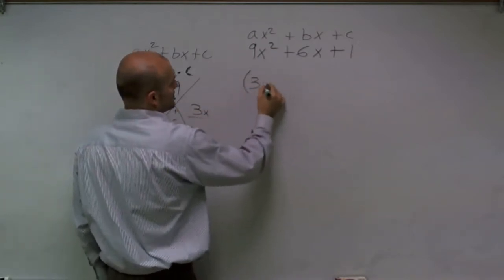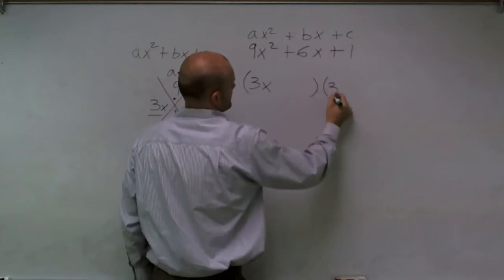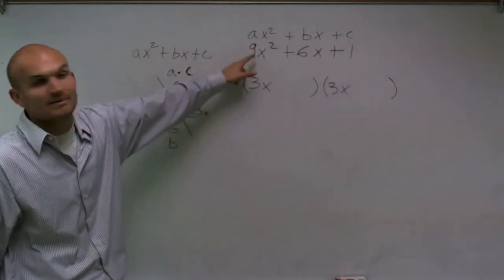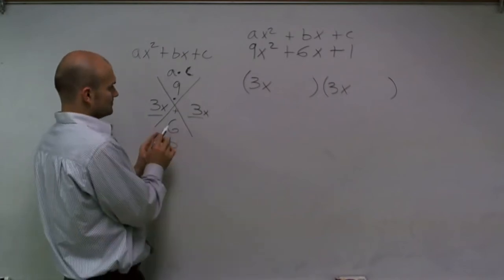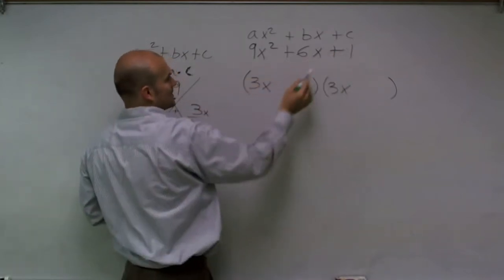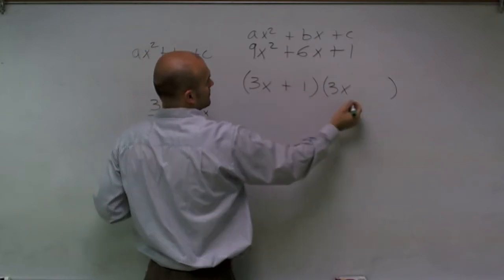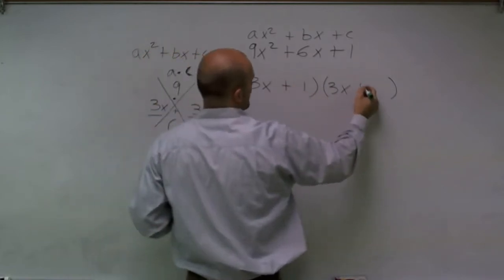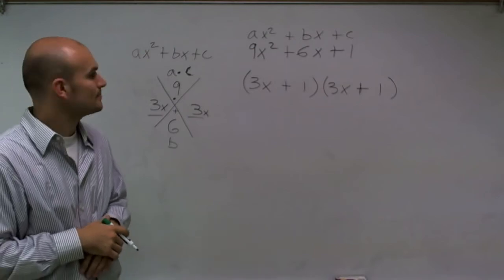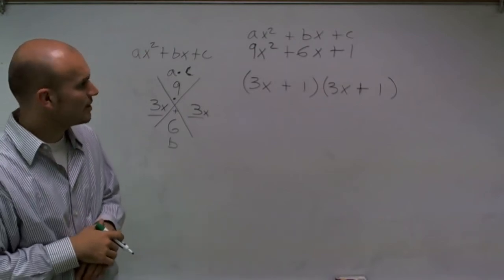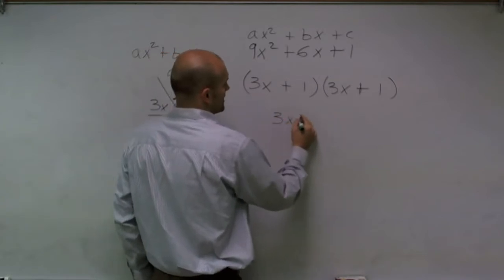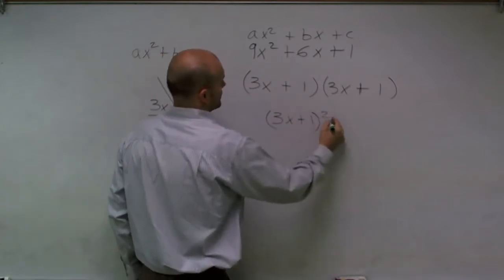Therefore, I can set that 3x times 3x. Because remember, these two numbers have to multiply to give me 9x squared. Well then, my last two numbers have to multiply to give me 1. So what I notice is I have 3x plus 1 times 3x plus 1, which reduces down to 3x plus 1 squared.